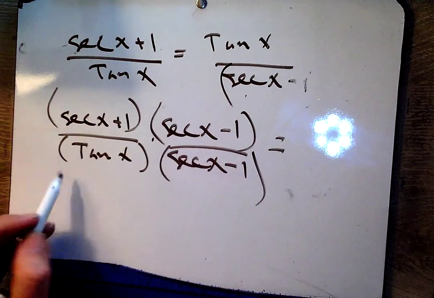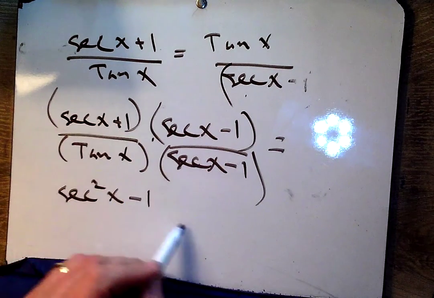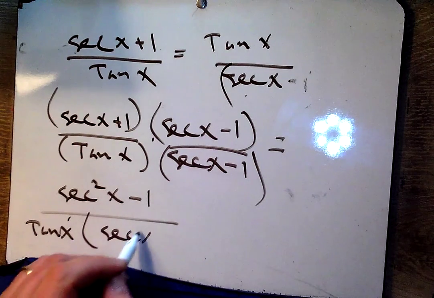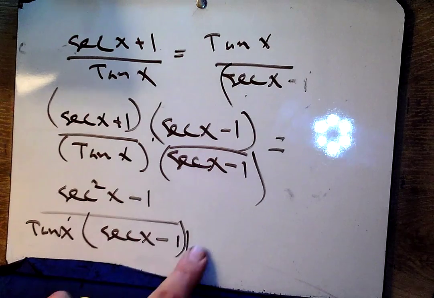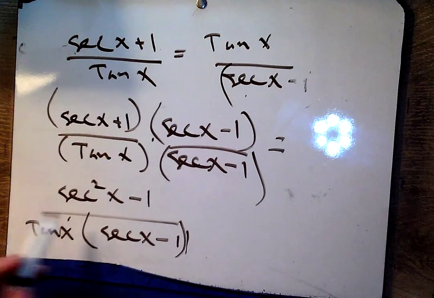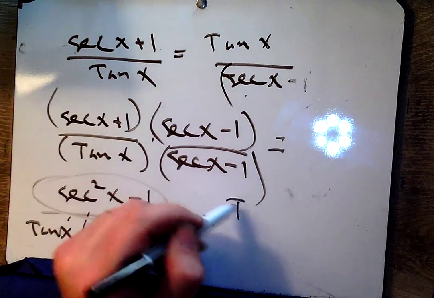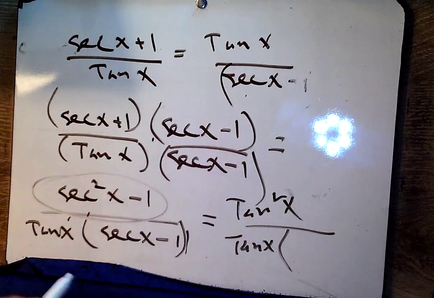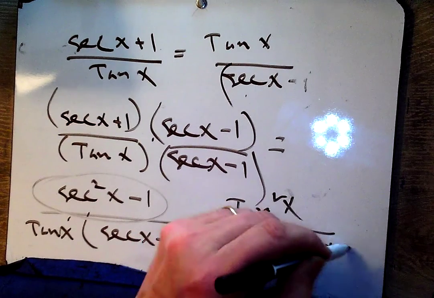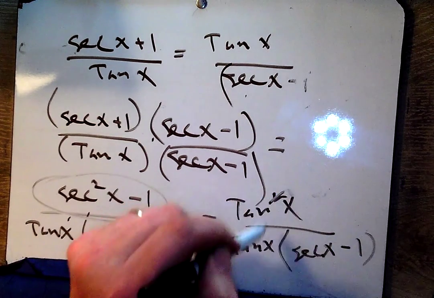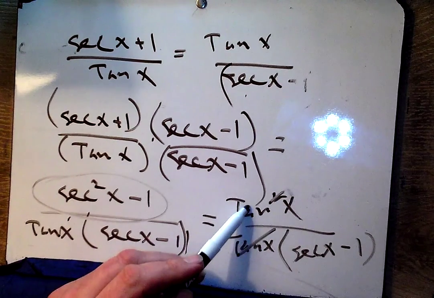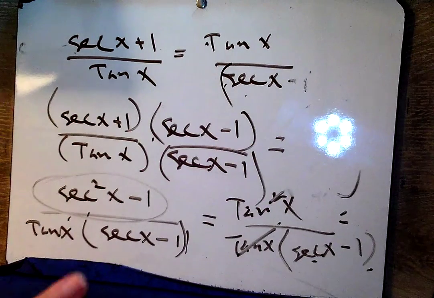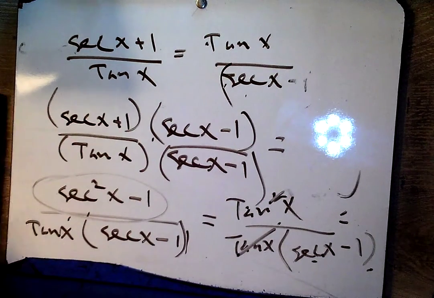I'm going to FOIL on top. That's going to give me secant squared x minus 1. On the bottom, I have tan x times secant x minus 1, and I'm still not giving in to the temptation, because secant squared minus 1 is tangent squared. On the bottom, we have that tangent that we can multiply secant x minus 1 with, but we don't need to because those are going to cancel. And we're going to have tangent over secant minus 1, which is exactly what we wanted it to be. So please think about using the conjugate.